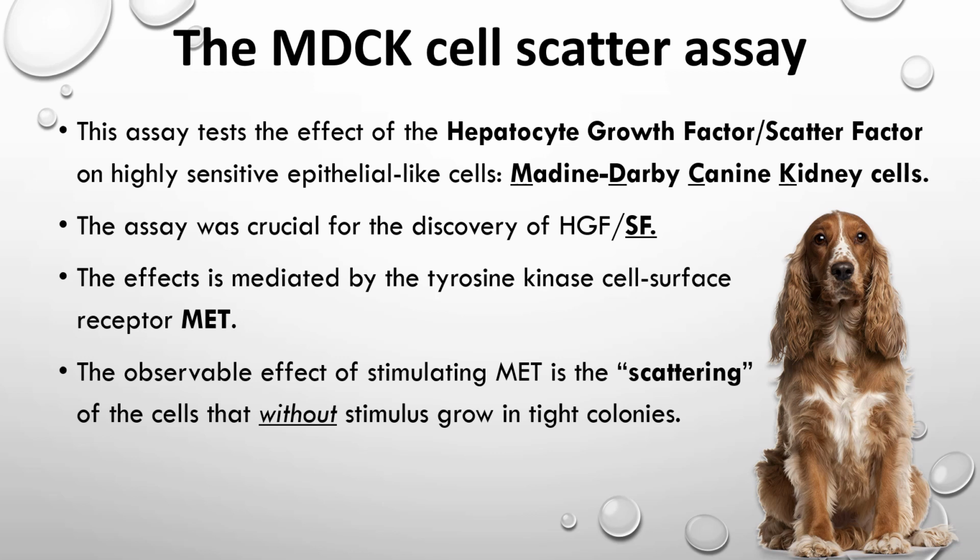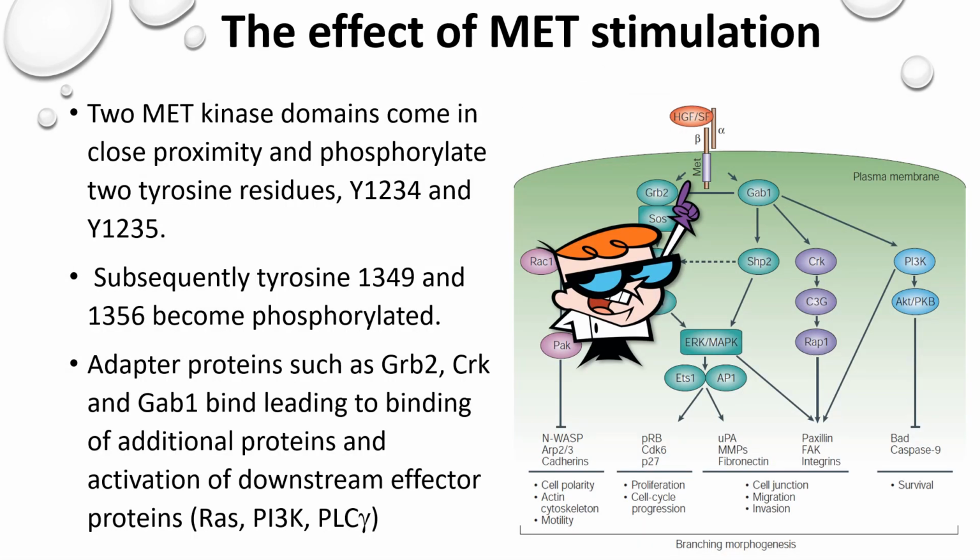The effect is mediated by the tyrosine kinase cell surface receptor MET, and the observable effect of stimulation of MET in this assay is the scattering of the MDCK cells, which without stimulus grow in tight colonies. I will not go into too many details and make you lose interest in doing this experiment, or even tempt you into fast forwarding through this section. But I do want to mention what happens when HGF-SF binds the MET receptor.